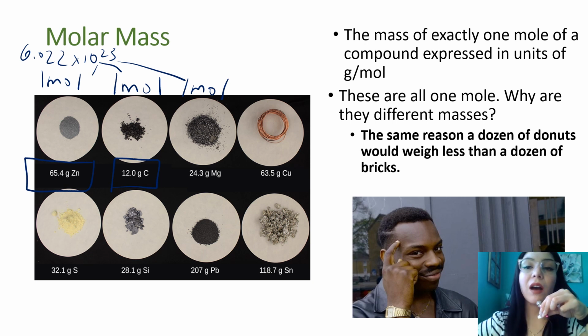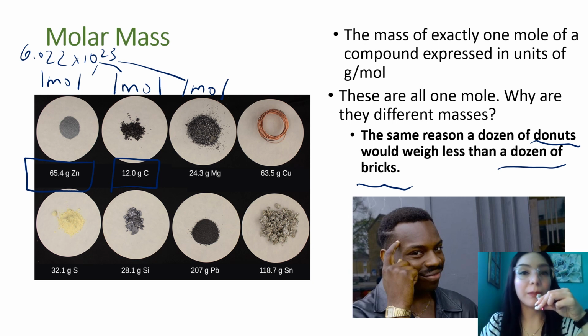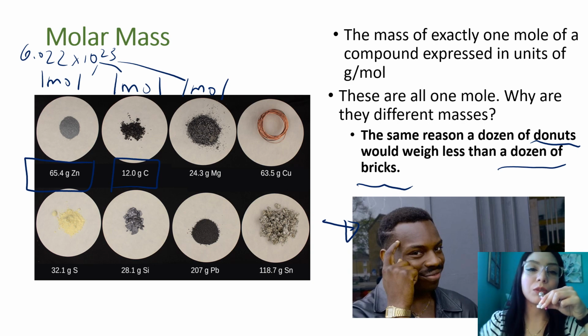So think of how a dozen of donuts weighs differently than a dozen of bricks, right? You can just visualize it. You have 12 bricks, they're super heavy. Compared to 12 donuts, it's just like a light box, right? So that's the same reason that all of these elements have different masses. So it starts to all make sense once you start thinking about it with real life things like donuts and bricks. And this actually is something called molar mass, which we're going to discuss on this next slide.